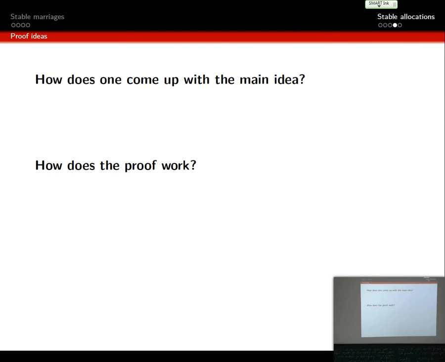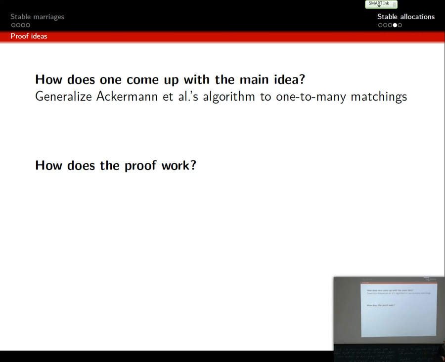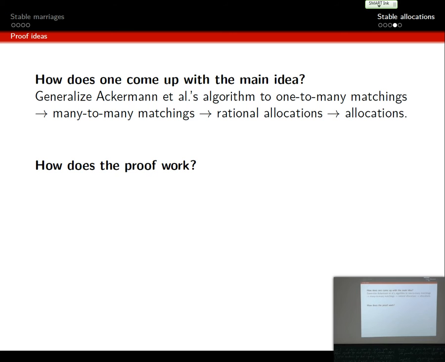So, very shortly about the proof we have. How does it work out with the main idea? Well, we had an underlying algorithm for much simpler instances. And then we just derived it to one-to-many, many-to-many, and then to rational allocations. And then we actually got over this sort of artificial constraint of being rational, because, well, I know the computer scientists will say, yeah, who cares about irrational input, but we actually have an algorithm that also works on irrational input, which would be quite nice.